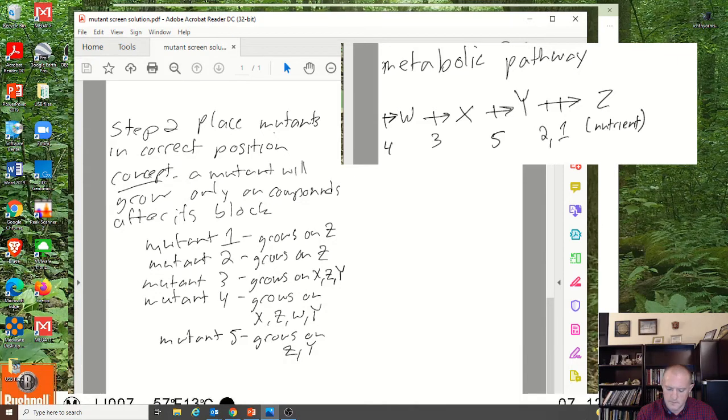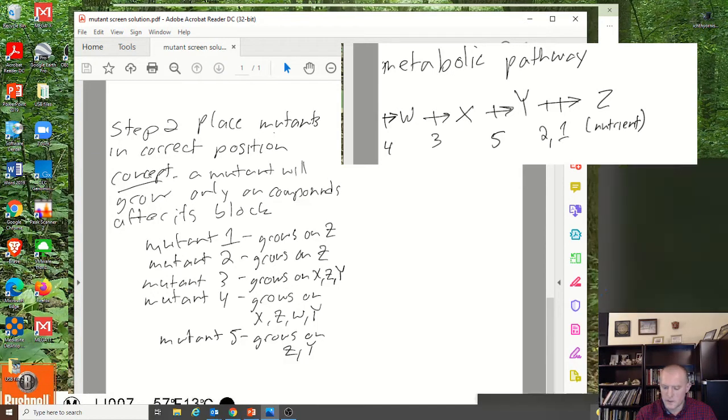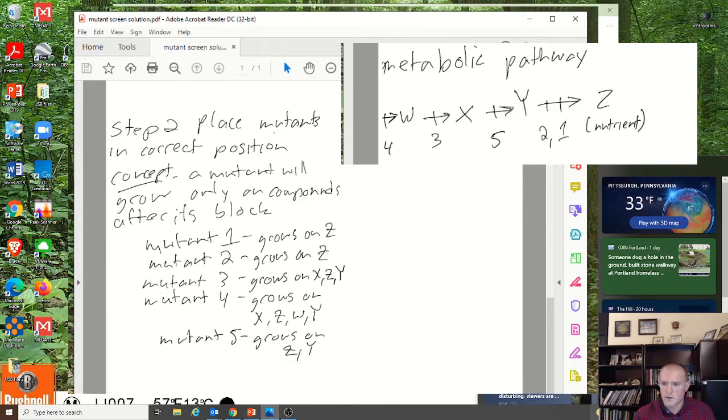And finally, mutant 5, that one will grow on Z. And it will grow on Y. It does not grow on anything else.